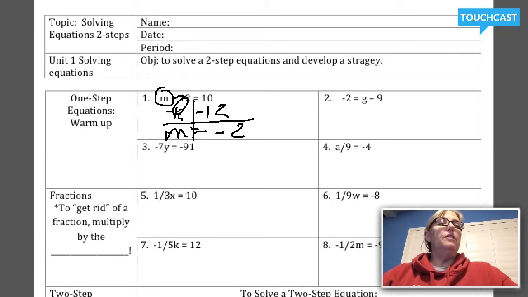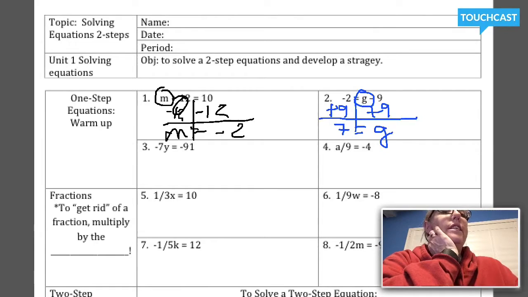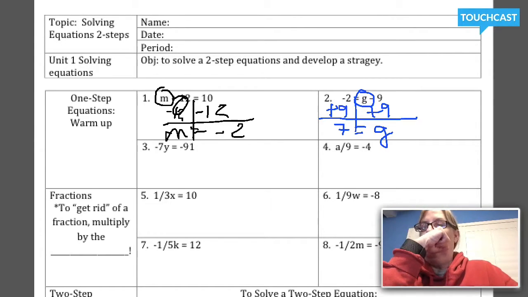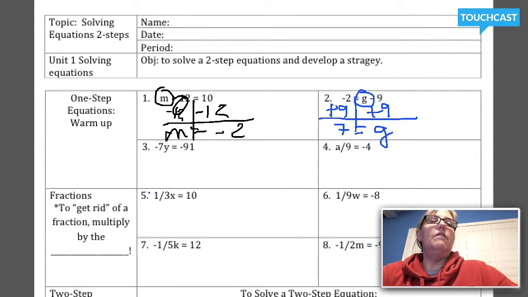So go ahead and do number 2, and I'll be right back. Okay, as you can see, I already did number 2. You should have at least paused the video and tried it on your own. There's the answer. I circled the g. It's a negative 9 next to it on the same side as the equal sign, so we're going to get rid of that one. Now on number 3, the negative 7 and the y are being multiplied.